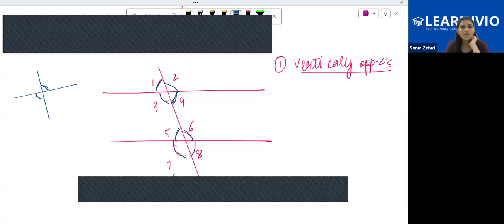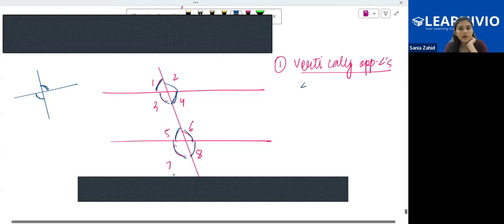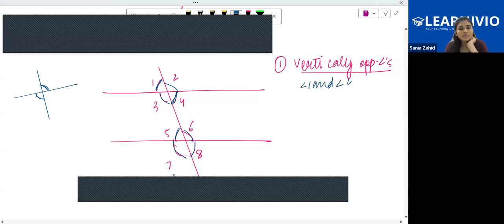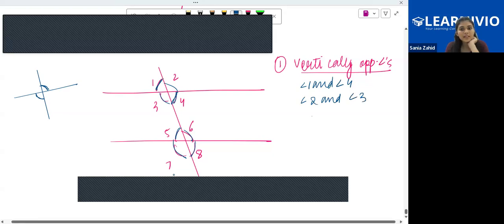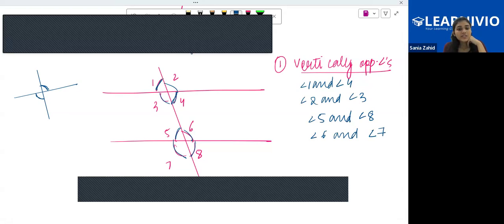Angle 6 is opposite to which angle? 7. So vertically opposite angles are angle 1 and angle 4, angle 2 and angle 3, angle 5 and angle 8, angle 6 and angle 7. So do you understand what are vertically opposite angles? Yes, ma'am.